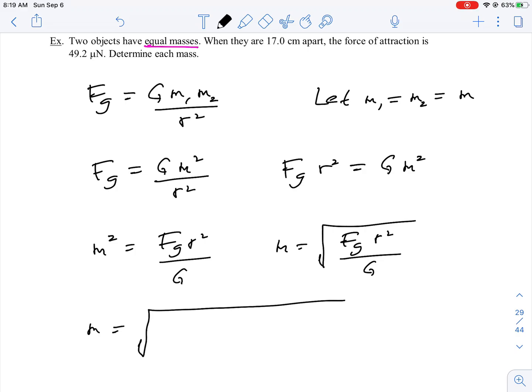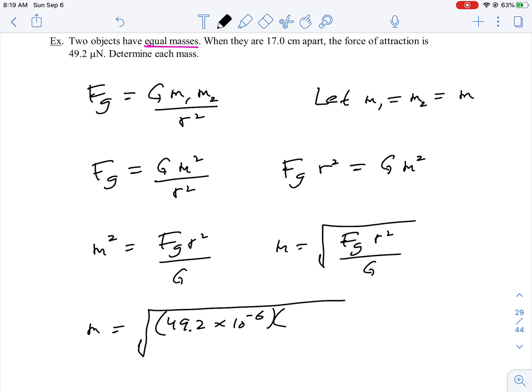Now you realize Fg has to be in newtons. This one says 49.2 micronewtons, and that would be 49.2 times 10 to the negative 6 newtons. Make sure you use standard units. R, they are 17 centimeters apart.